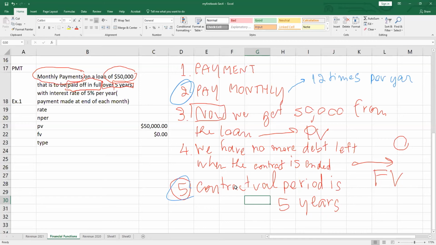12 times 5. So in this one, it goes to nper, or number of periods that you have to pay. So it is 12 times 5, that is 60. So nper in this case is 60, from 12 times 5.